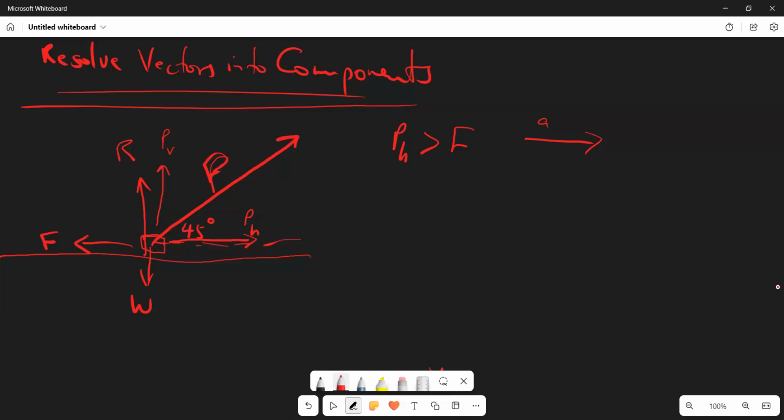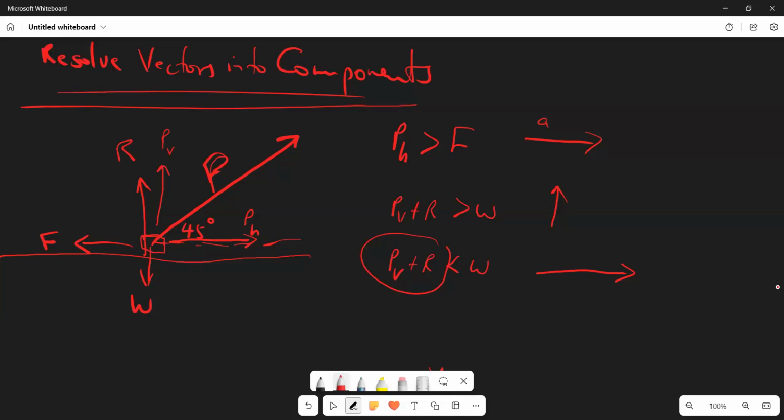If P_V plus R is greater than W, the body is going to move upwards, right? See that? If, on the other hand, P_V plus R is less than W, what will happen is that the body is just going to be moving horizontally, right? Because the weight is keeping it on the ground. The weight is greater than those two forces lifting it up, right? So the body is going to move this way.